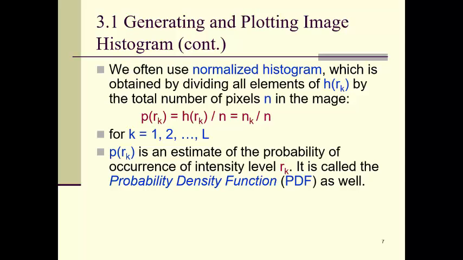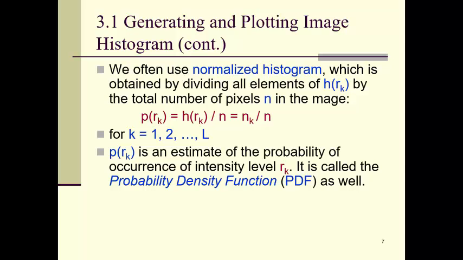So it is obtained by dividing all of the values by the total number of pixels. That's why, when he talks about the normalized histogram values, he uses the letter P, which corresponds to probability. So the probability of having a certain level r_k is equal to the histogram value of r_k, which is the number of pixels at this level r_k, divided by the total number of pixels, where k corresponds to the different levels. So p of r_k is an estimate of the probability of occurrence of this intensity level.